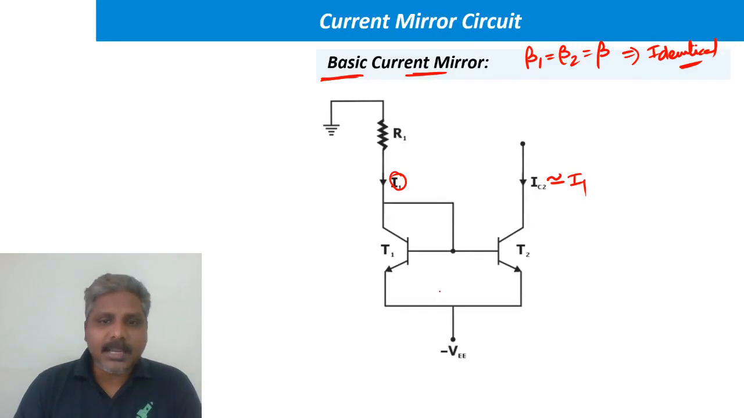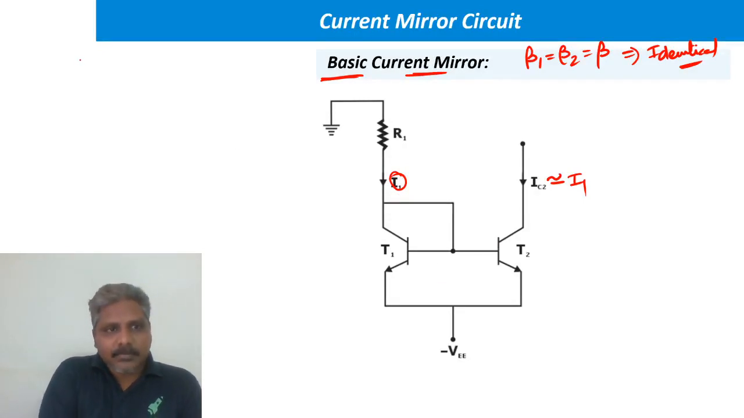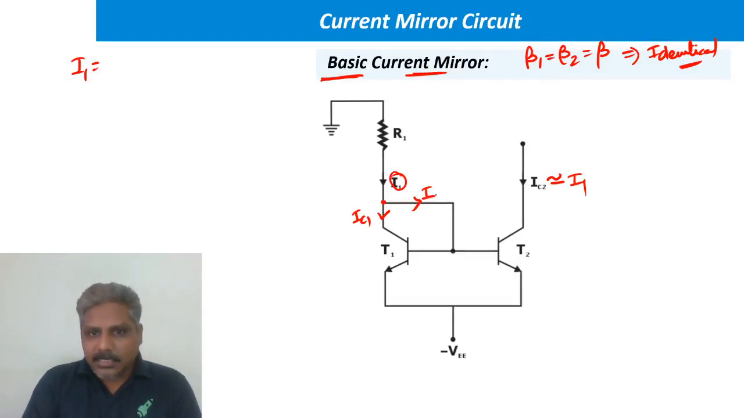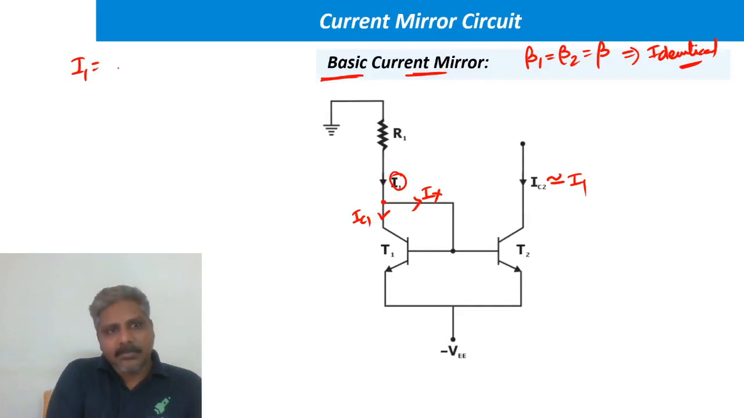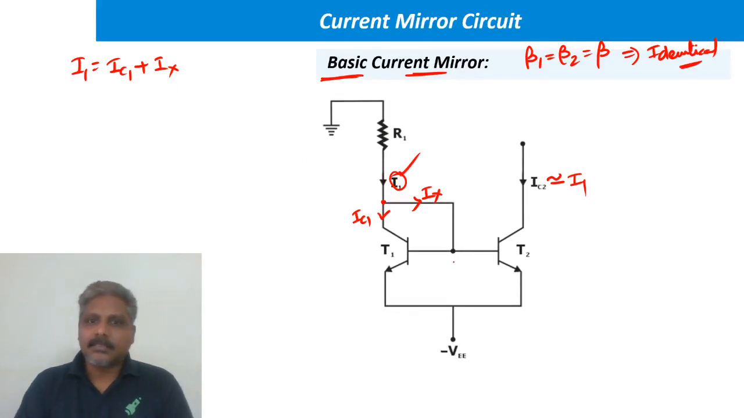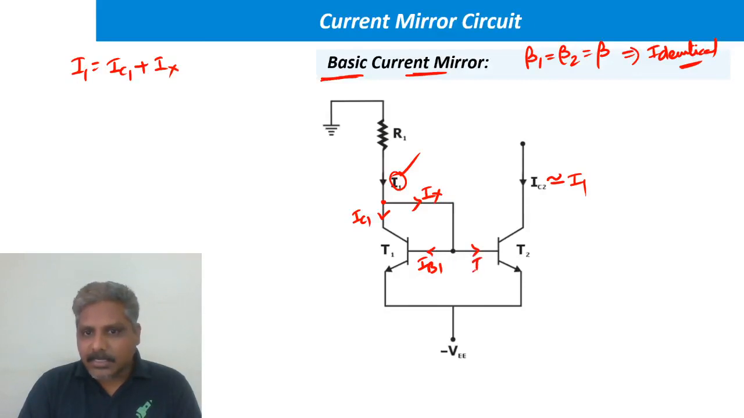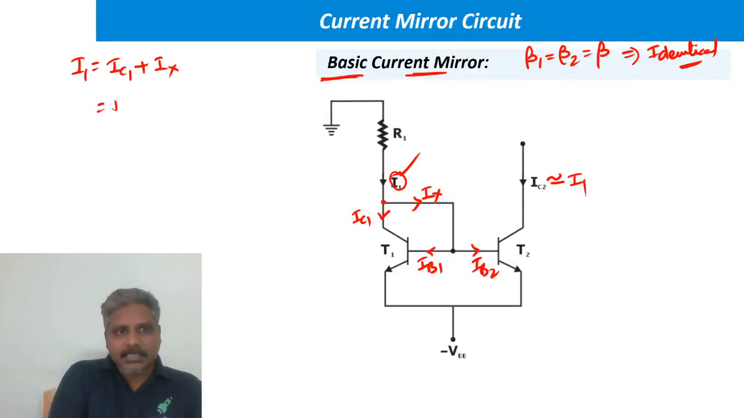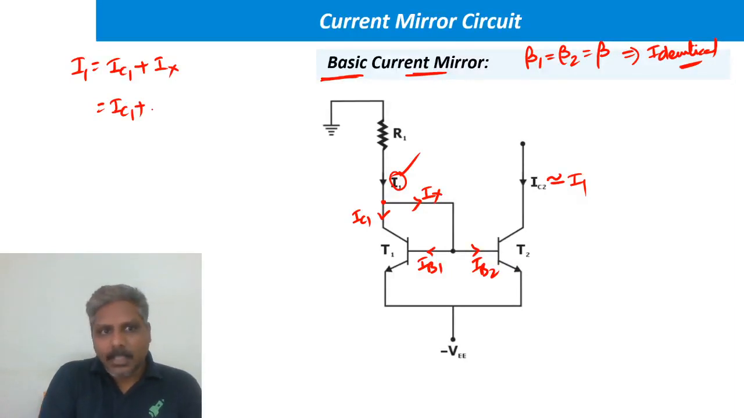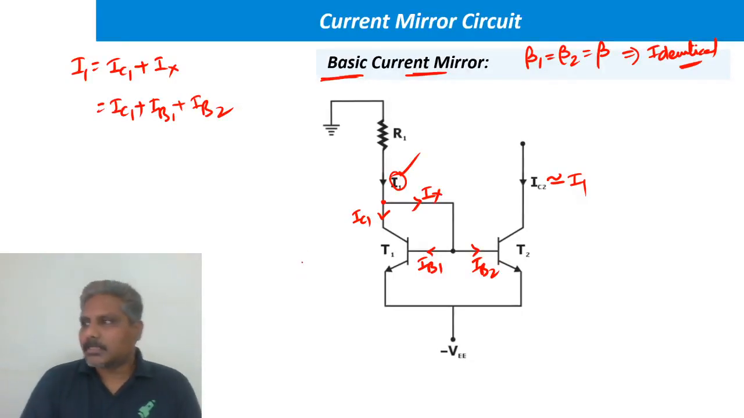If these two transistors are identical, can I write what is I1? I1 is the current divided here as this current and this current. Let me call this IC1, and call this other current IX. So IC1 plus IX is the current I1, right? This IX is divided as this current IB1 and this current IB2. So I can write this as IC1 plus IB1 plus IB2, the two currents, right?